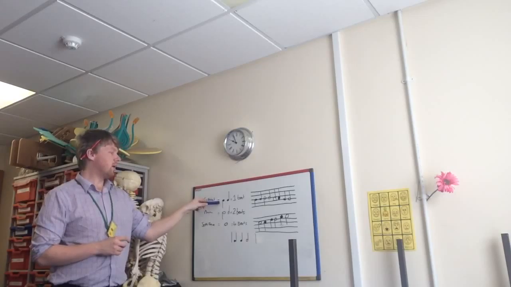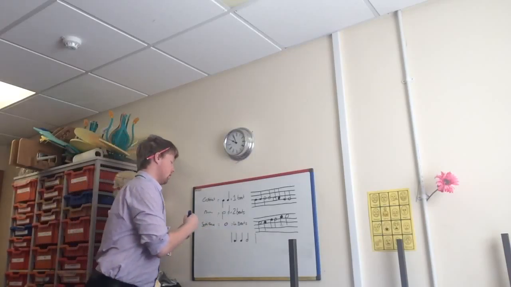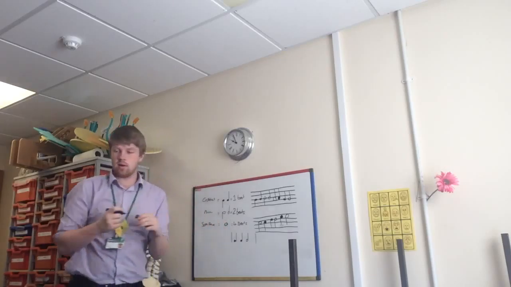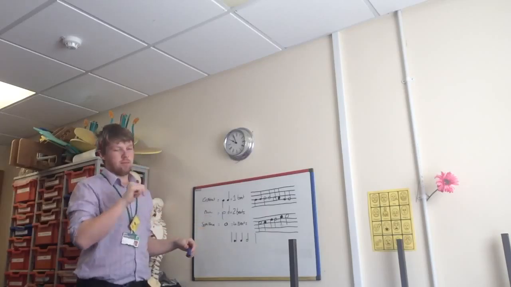So crotchet lasts for 1 beat. A minim lasts for 2 beats. Semibreve lasts for 4 beats. Okay, it's really badly drawn. How do you draw that? They're a little bit wide on the outside. But it's just like a minim without the top line.